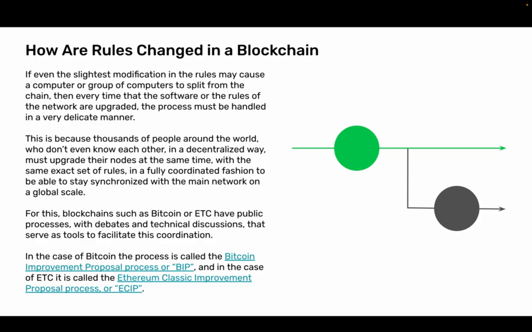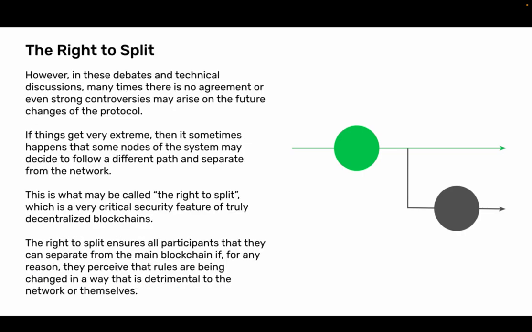For this, blockchains such as Bitcoin or ETC have public processes with debates and technical discussions that serve as tools to facilitate this coordination. In the case of Bitcoin, the process is called the Bitcoin Improvement Proposal Process, or BIP. And in the case of ETC, it is called the Ethereum Classic Improvement Proposal Process, or ECIP.